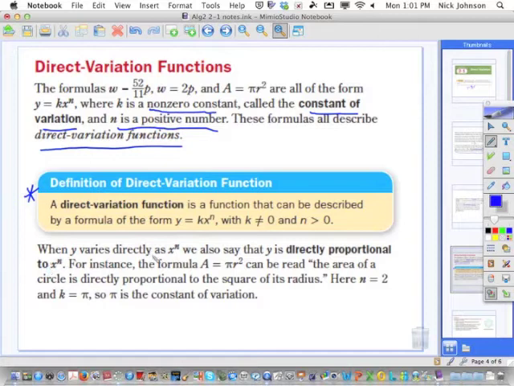When y varies directly as x to the n power, we also say that y is directly proportional to x to the n power. For instance, the formula A equals pi r squared can be read, the area of the circle is directly proportional to the square of its radius. Here, n equals 2, that's our exponent, and the constant of variation is pi. Remember, pi is just a number, 3.14, so don't let that bother you.